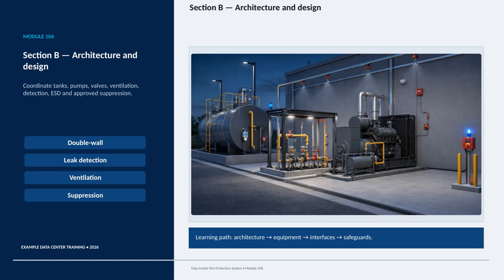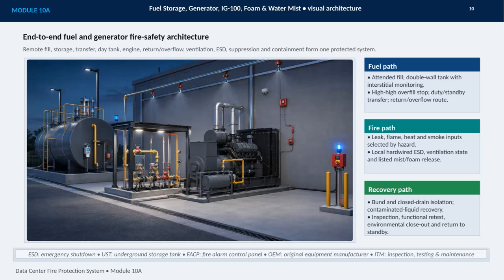Ventilation supports the management of air movement, while suppression represents the approved means of controlling or extinguishing a fire. Together, these topics establish the design foundation for the rest of the section. The key idea is coordination. Every system must fit into the overall architecture and support the intended safeguards. This module presents the end-to-end fire safety architecture for fuel storage and generator systems.